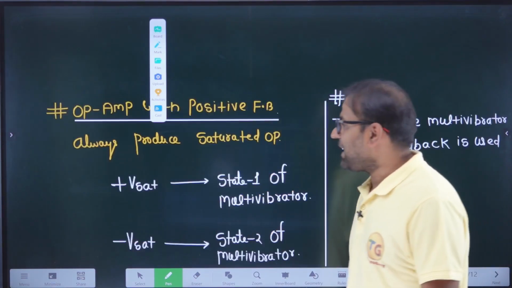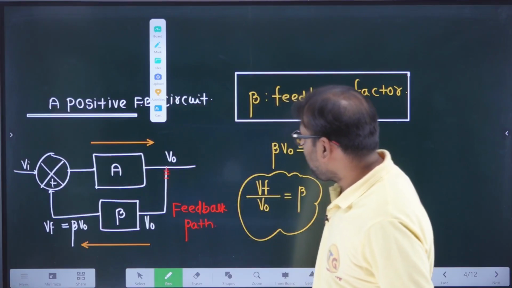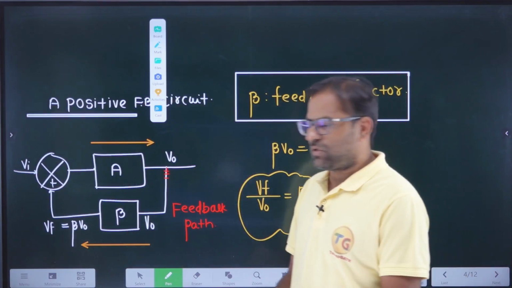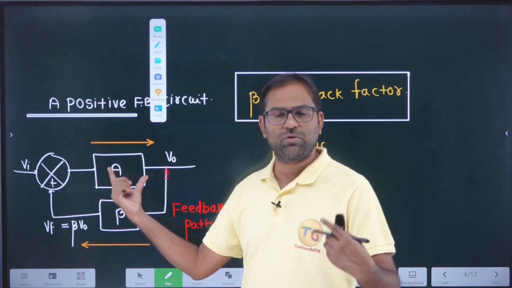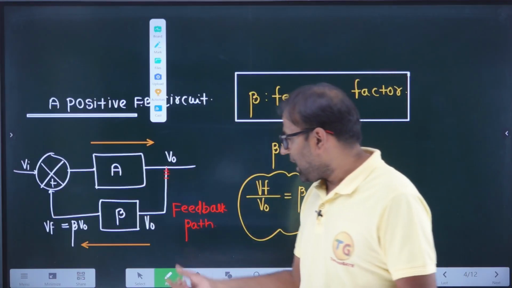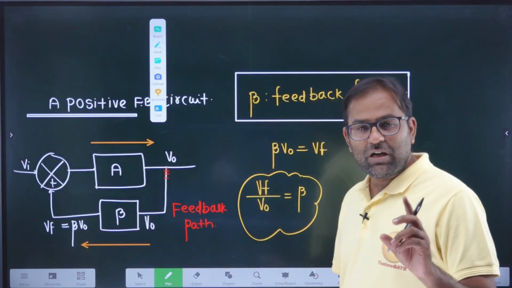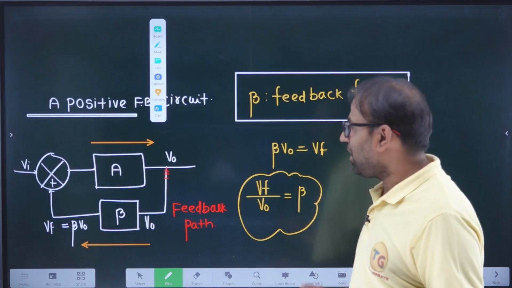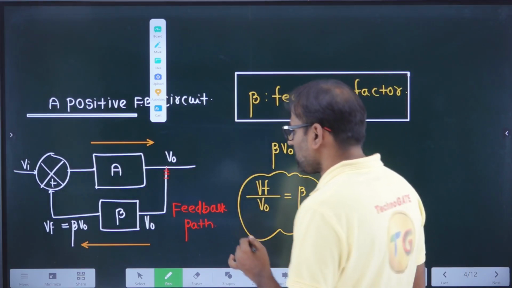But when I compare this circuit, in this circuit also this is the amplification portion, so we are using A replaced by op amp, and beta is the feedback path. So a link between output and input is known as feedback path.